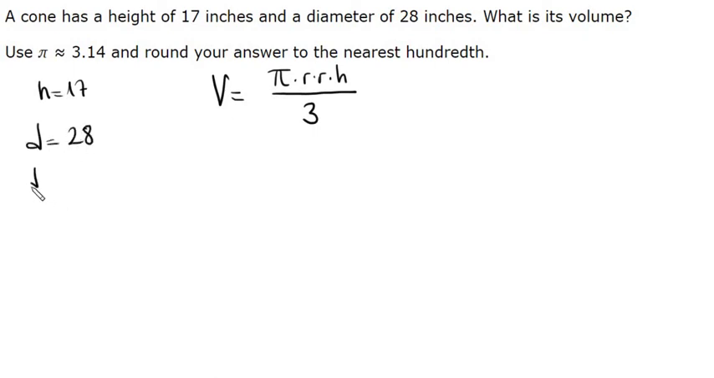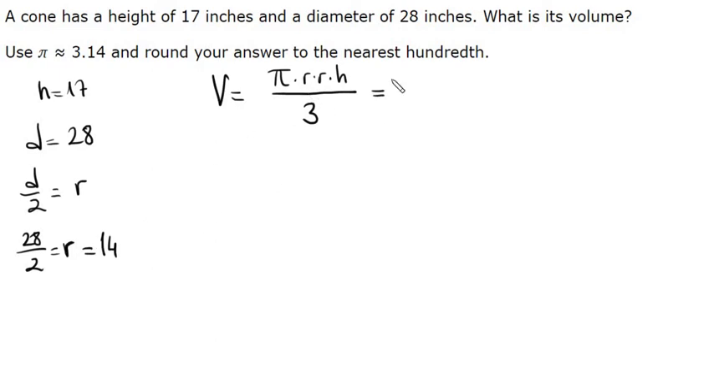And let's just remember, diameter divided by 2 is going to be the radius. So the radius is half of the diameter. So 28 divided by 2 is the radius. That means 28 divided by 2 is 14. So the radius is going to be 14. Okay?